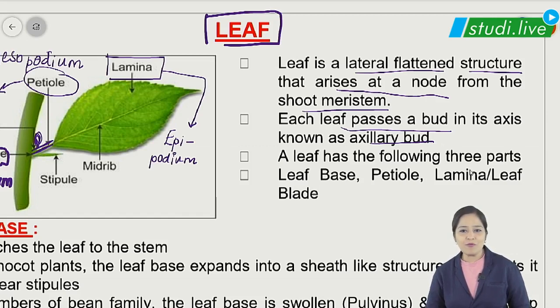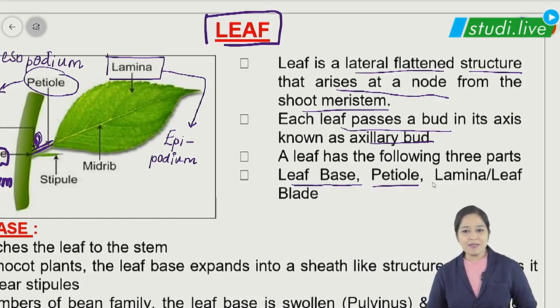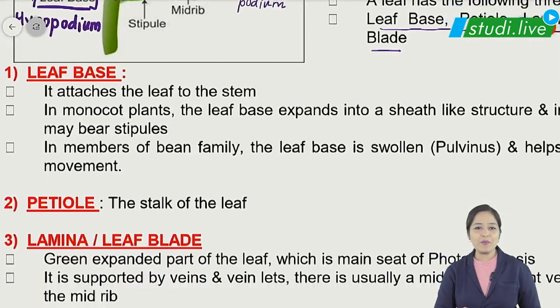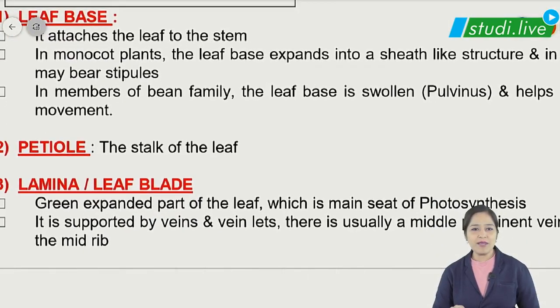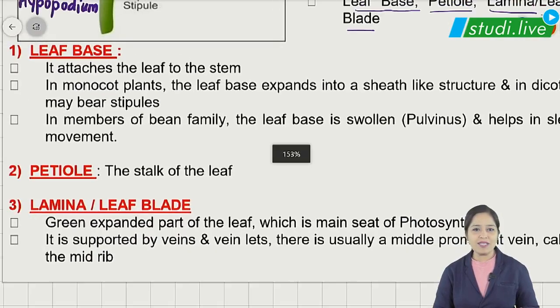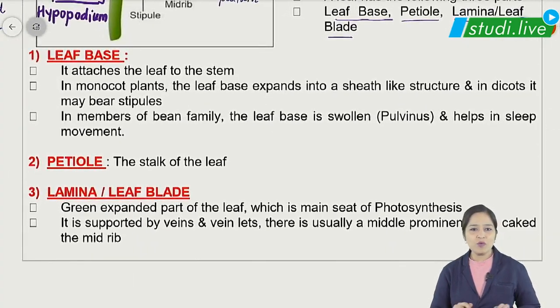A leaf has the following three parts. First is the leaf base, which is known as hypopodium. Then is the petiole, which is known as mesopodium. Then is the lamina or leaf blade, which is known as epipodium. So let's begin with the leaf base. The leaf base is the part which attaches the leaf to the stem.